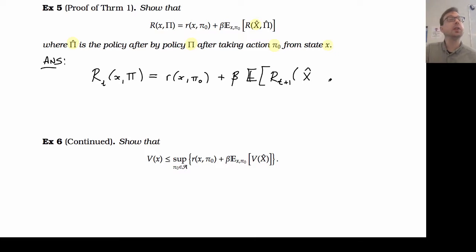of the function, the value of the state at the next time, where x hat means the state that I arrive at after being in state x and taking action a0, and then pi hat is the policy that I follow, given the first decision that I've made in terms of actions. And then I just apply the monotone convergence theorem to both sides.